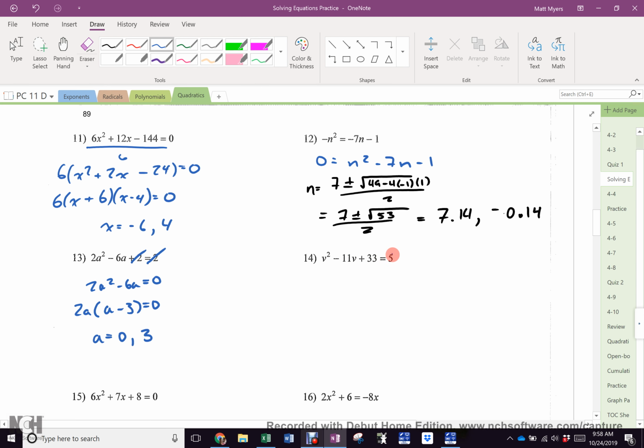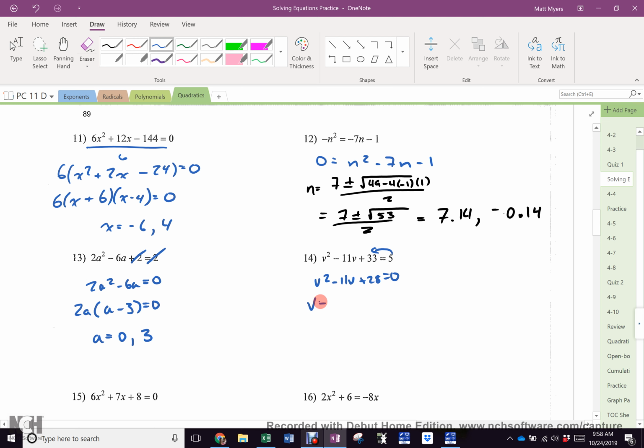33, I'm going to bring that over. V squared minus 11v plus 28 equals 0. That is factors of 28 or 14 and 2. That does not equal 11. 11 is an odd number, so I don't want to complete the square, so I'm going to use the quadratic formula.